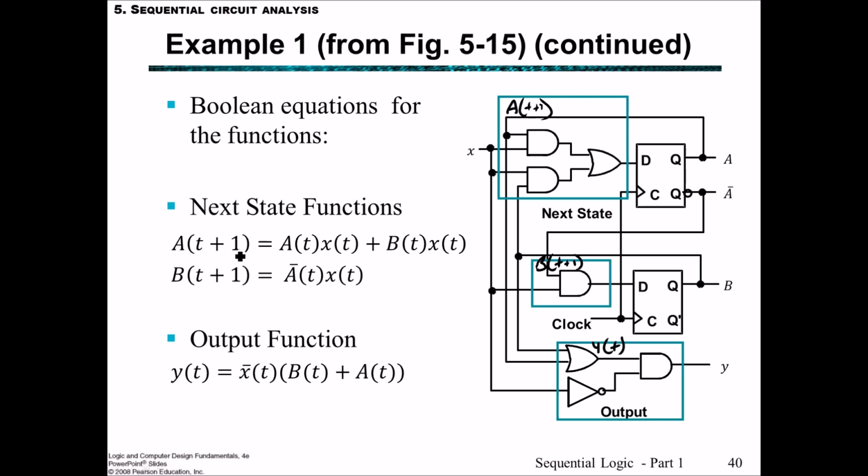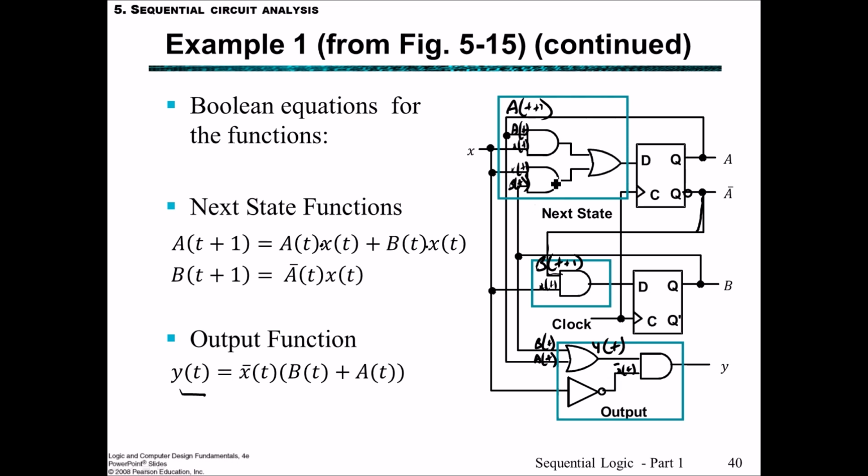So for a at time t plus 1, we have a at t and x at t, or b at t and x at t. That's this block here. This block down here, we have the output not a coming in here and x at t. So you can see this one's not a. So that's b at time t plus 1. And then the output function y at t is a function of not x at time t and b at time t or a at time t. In terms of the combinational logic, that's quite straightforward.